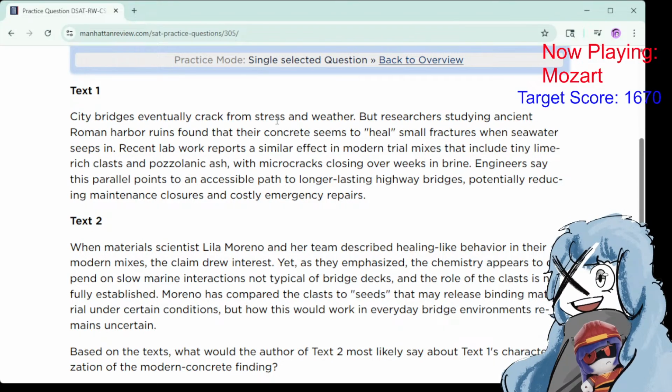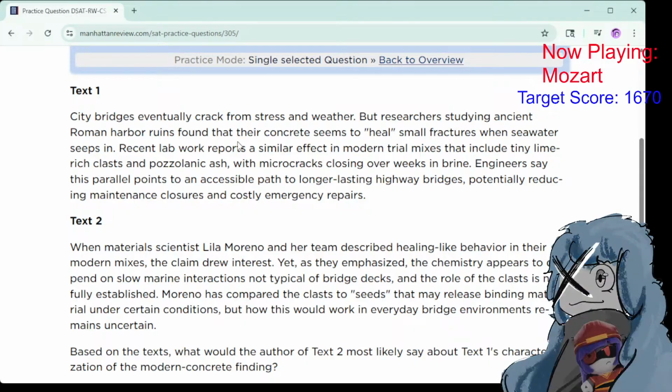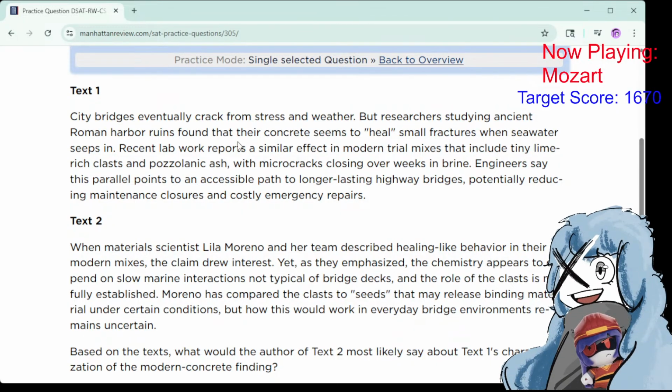City bridges eventually cracked from stress and weather, but researchers studying ancient Roman harbor ruins. I'm so bad at reading aloud.